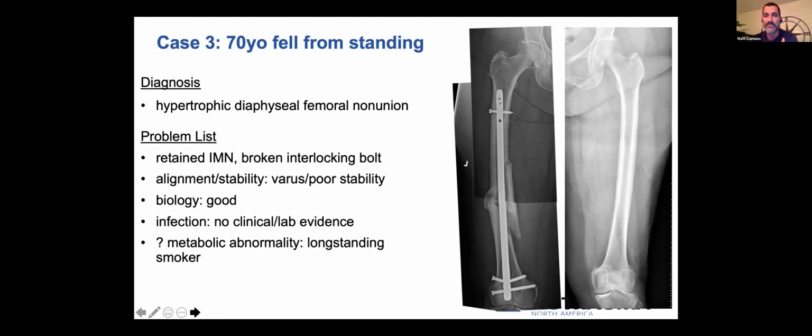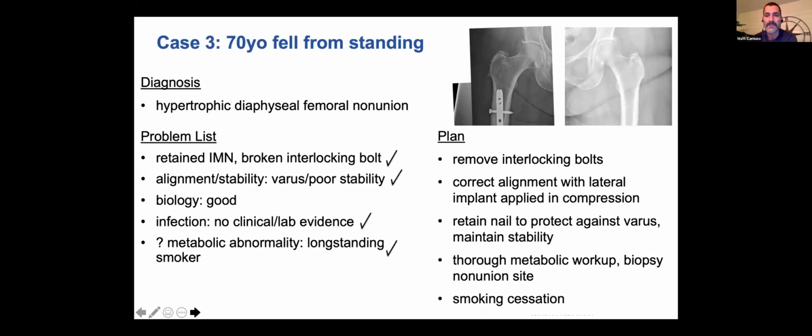We've got a retained broken interlocking bolt and a retained nail. We've got varus with some still retained stability, but it's not ideal. I think the biology here is good. There's no reason to think that it's not, other than the potential for maybe being infected, that this was a closed fracture. But again, I'm really suspicious about this lady's biology. And so I think we did get her to see the endocrinologist to evaluate. We tried to get her to stop smoking, but we also sent her to endocrinology to see if there were any other issues that we needed to address. I believe that she did have vitamin D deficiency, but that's all we found.